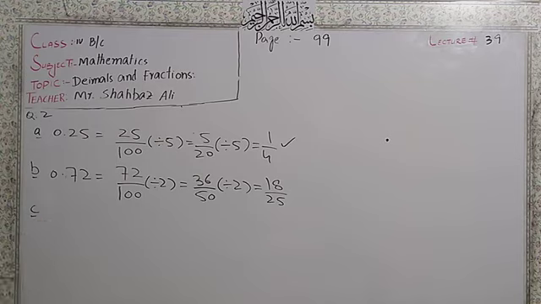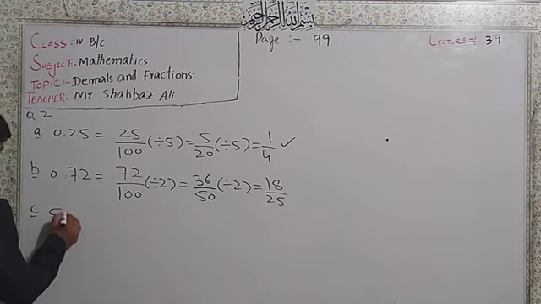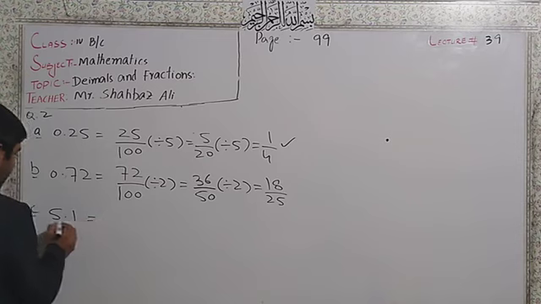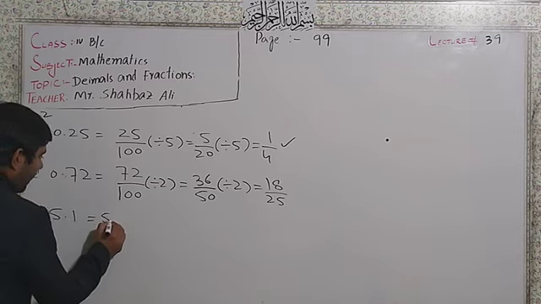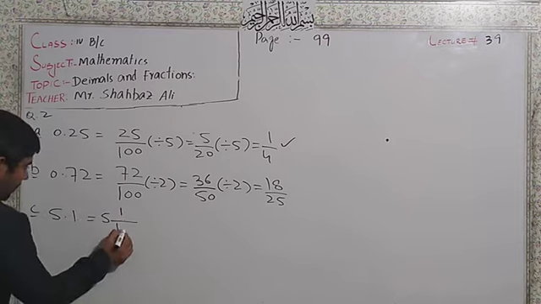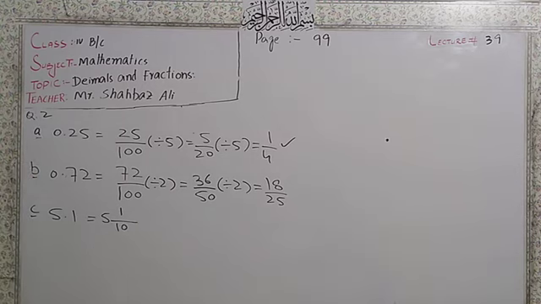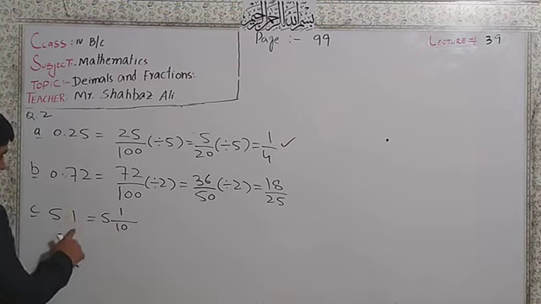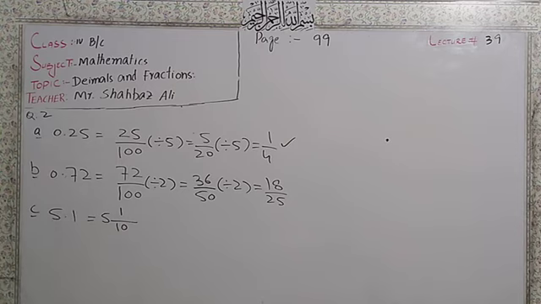C, 5.1. So this is whole number, 5 will be here, this is 5 whole, 1 will be here, this point 1, and this 1 digit 10. This is your answer. This is whole number here, this here, point 1. After point you have 1 digit, put 10, and this is your answer. We cannot further simplify it.